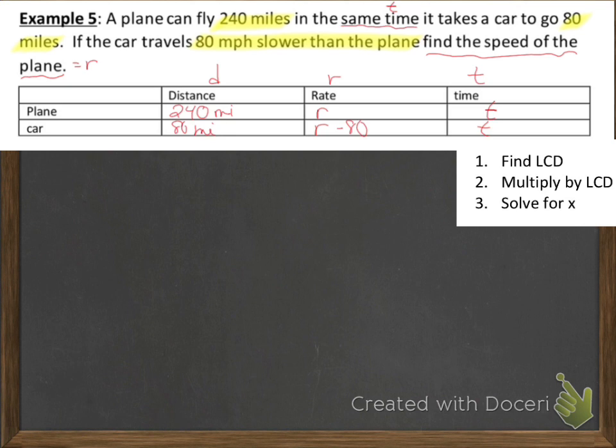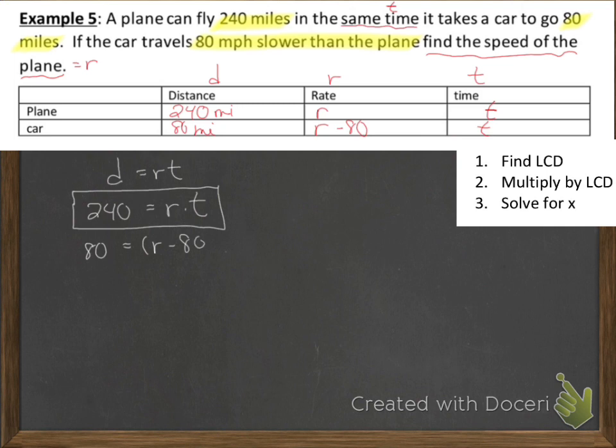So now what do we do? Well, now we need to use that equation, D equals R times T. And we're going to have 2 equations, one for our plane and one for our car. So the plane goes 240 miles, so we have 240 equals R times T. So this is one equation. Then we have a second equation. Our second equation is 80 is equal to R minus 80 times T.